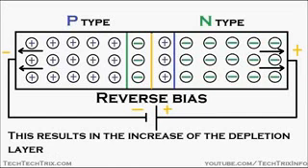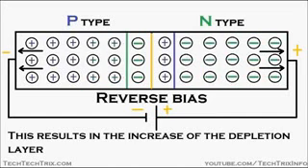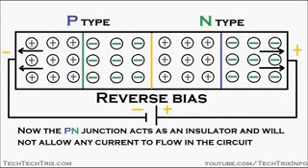This results in the increase of the depletion region, the depletion layer, or the space charge region, because you can see the repulsion of the electrons and the holes is happening against the space charge or the depletion layer. That's the depletion layer over there. Now the PN junction acts as an insulator and will not allow any current to flow in the circuit. So this depletion layer will not allow the flow of electrons or holes in that region.